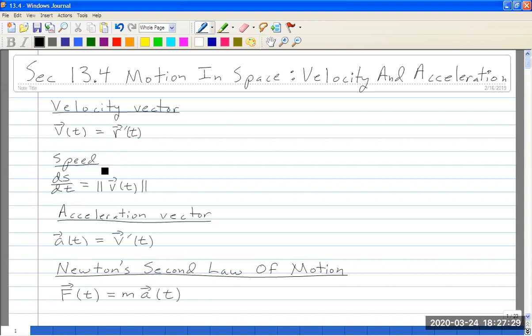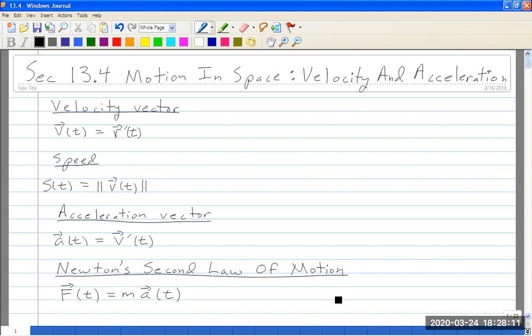The speed, denoted by s of t, will just be the norm of the velocity vector. Notice that the speed is not a vector. It's a scalar function. The acceleration vector, denoted by a, is the derivative of the velocity vector.